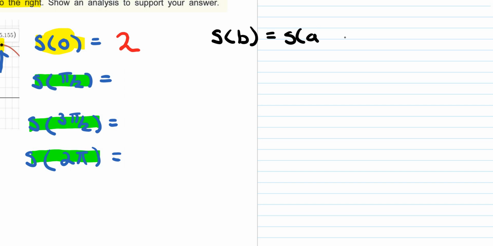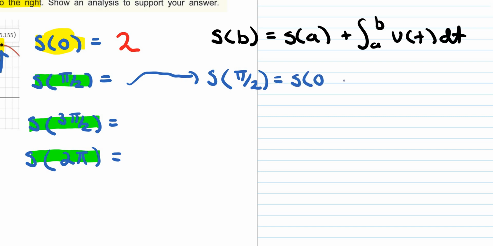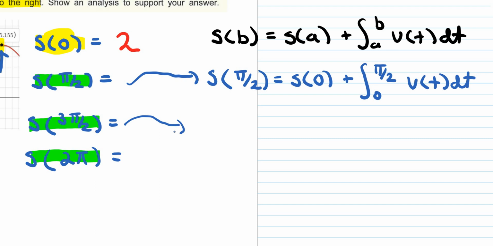equals s of a plus the integral from a to b of your velocity, v of t dt, right? So this part right here is your displacement, right? But you're using this particular formula right now to find the position of the particle in those next 3 cases here. So if I had to just translate for this one, this would be s of pi over 2 equals s of 0 plus the integral from 0 to pi over 2 of your velocity function dt. All right, so you'd find out where the position of that particle would be, and you do the same thing at 3 pi over 2.